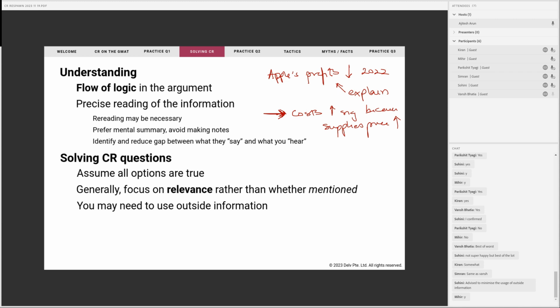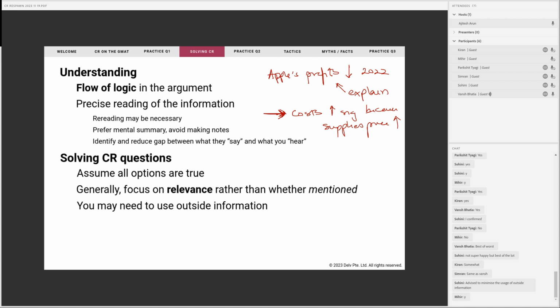Okay, Mihir is saying yes. Ajitesh, can you repeat the statement, please? Right. So imagine that the question, the stimulus, has said that Apple's profits went down in the year 2022, right? And you need to pick an option which tells us why Apple's profits went down. Okay, and one of the options is that costs increased because the supply cost increases, right?